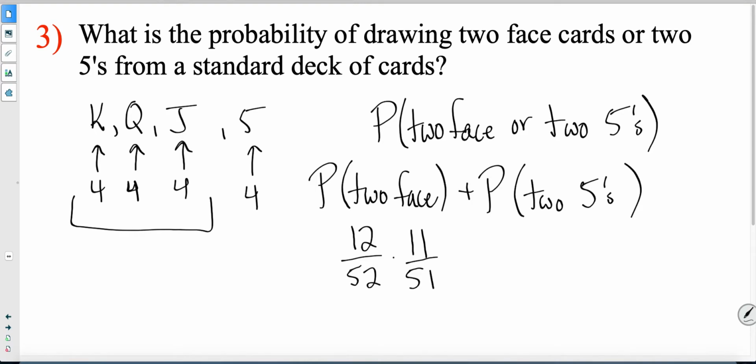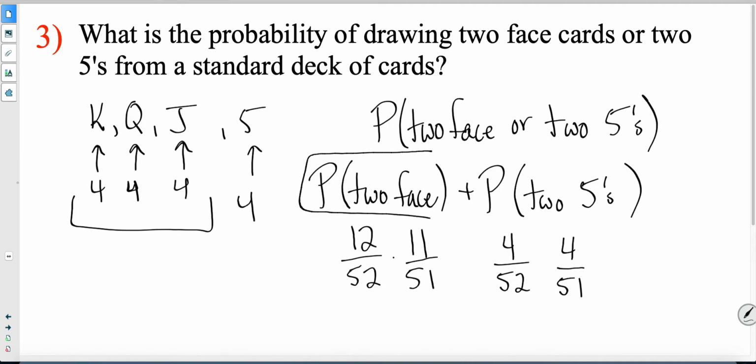Then we want the probability of 2 5s. So our first pull will be 4 out of 52, and then the second one will be 4 out of 51. Because we have to treat these as if we were just doing those probabilities. It's not going to be 52, 51, 50, 49, because we're not doing it all at once, the way the probabilities work out.